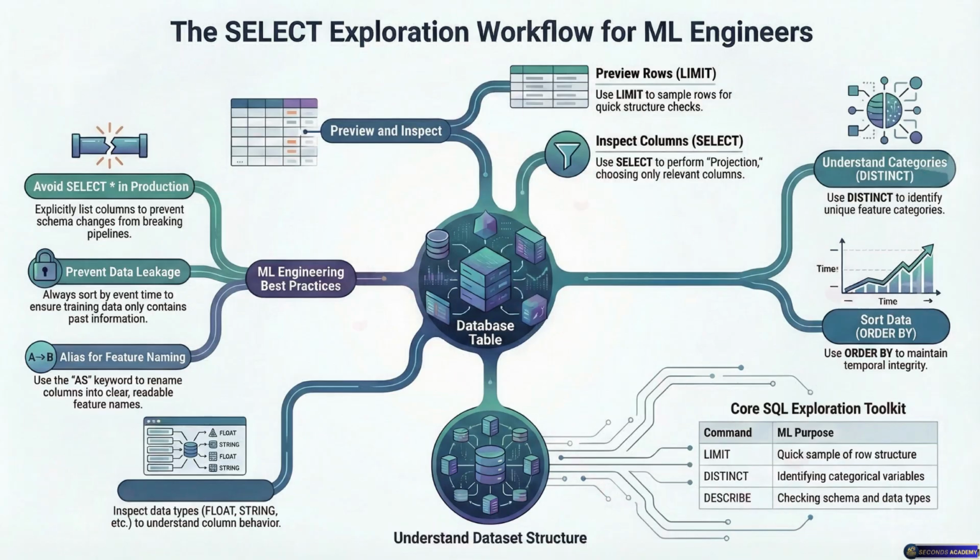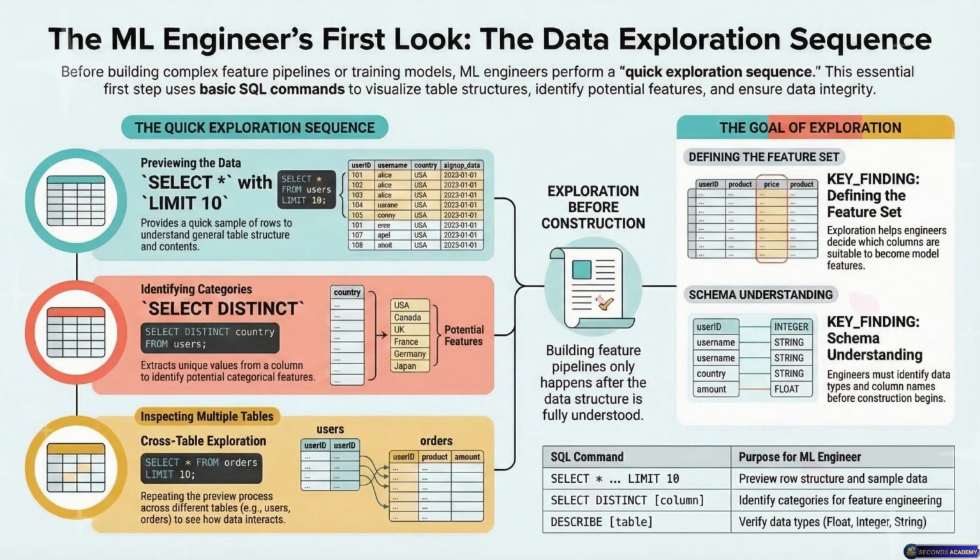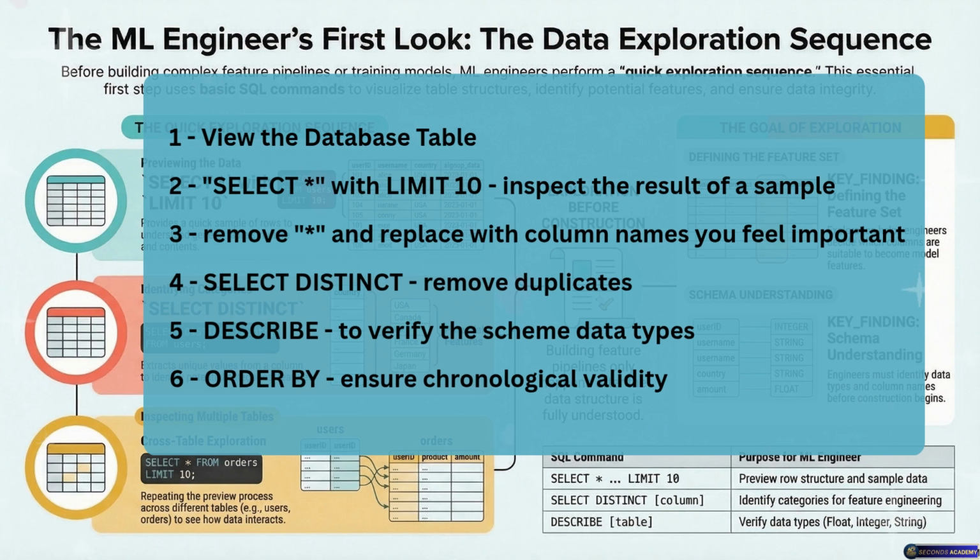Let's construct a sequential mind map of the initial data exploration workflow. Picture this as a mandatory pre-flight checklist that you must complete every single time you are handed a new data set before you ever open your Jupyter Notebook or ML pipeline. Okay, step one. You arrive at the database table. It's a complete black box. You know nothing about its scale or contents.